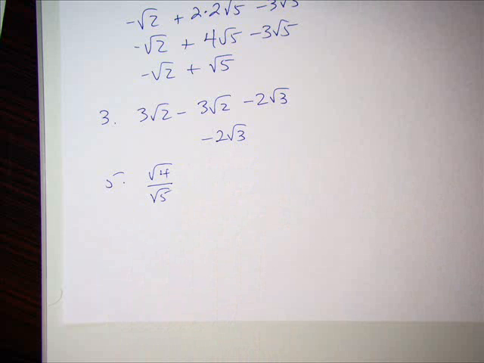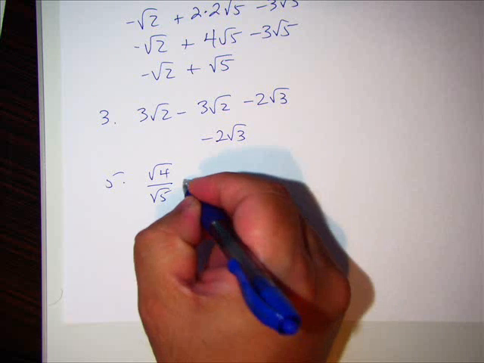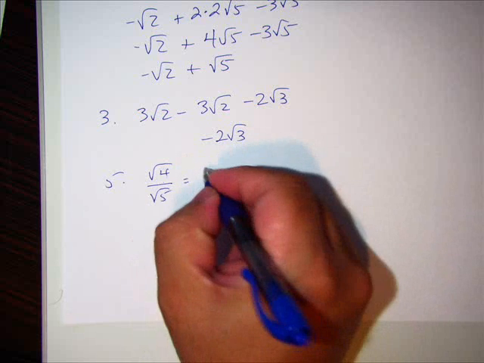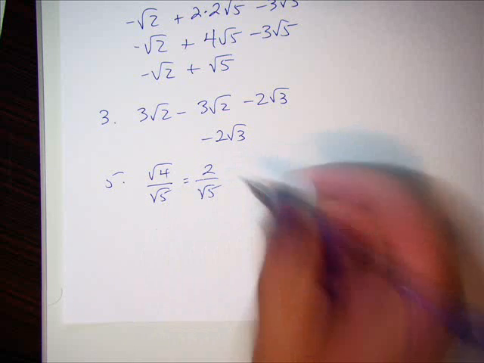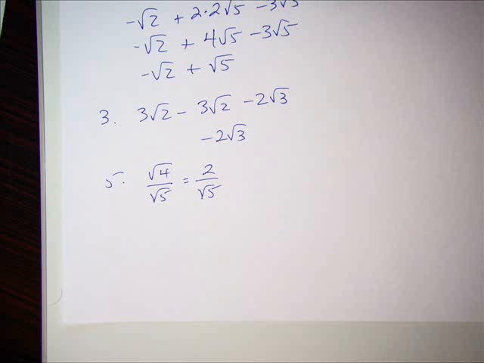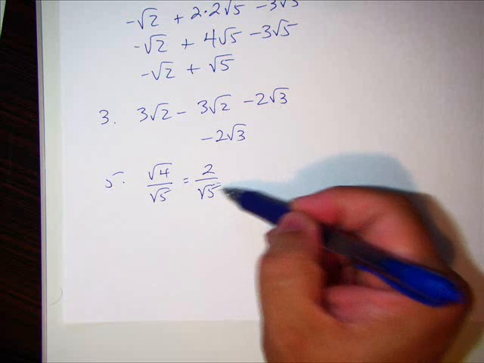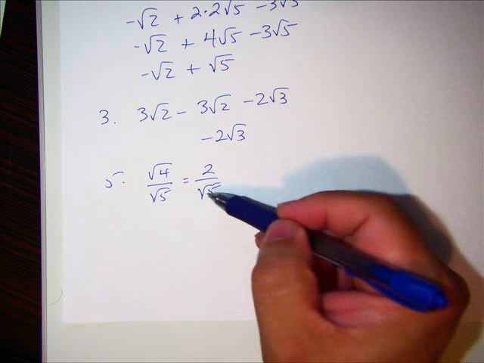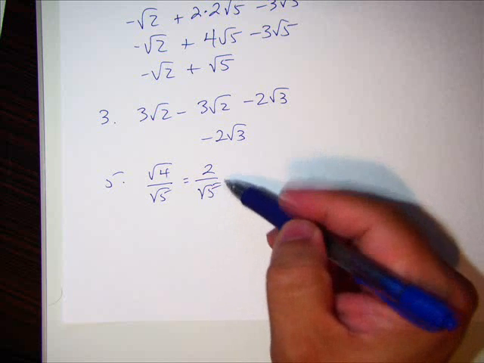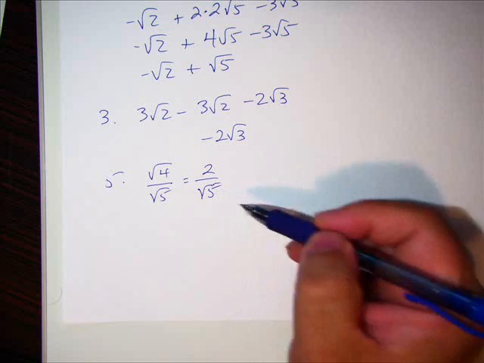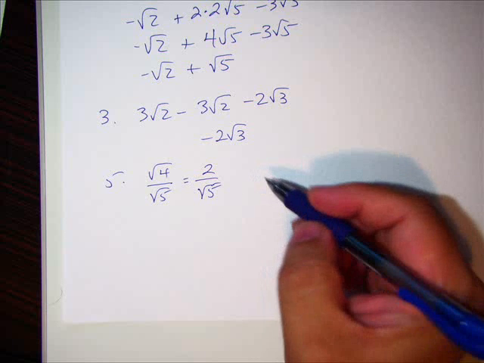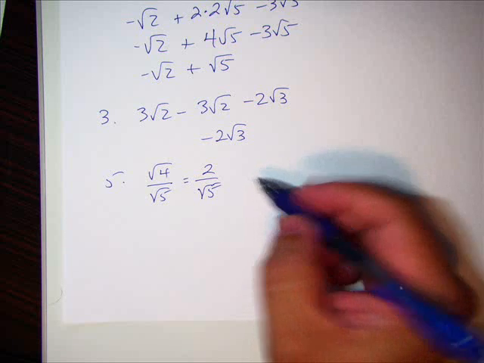I generally like to simplify or reduce fractions first. In this case, I can simplify the square root of 4, making it 2 over square root of 5. And then I'm going to rationalize the denominator. What that means is I do not want the square root or any kind of radical in the denominator, and I want to get rid of the radical from the denominator. In order to do that, we have a technique called rationalizing the denominator.